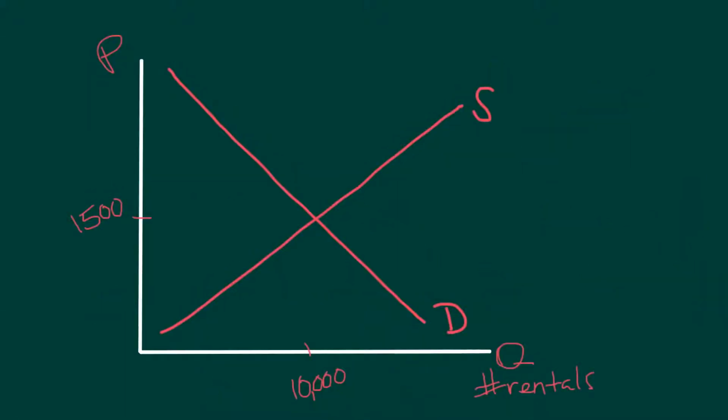Okay, so we're going to start off looking at a price ceiling example. A common one in certain parts of the country is rent control, where the government decides that the rent should not be above a certain price. Here, as the picture is drawn, we see that the average rental will go for $1,500, and at that market price, 10,000 rentals will be rented out.